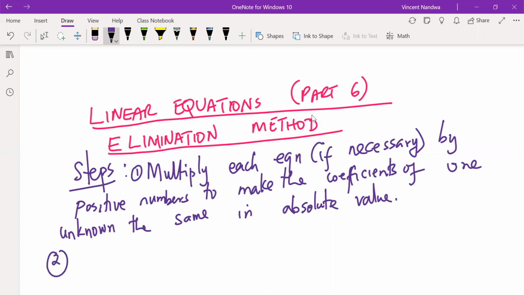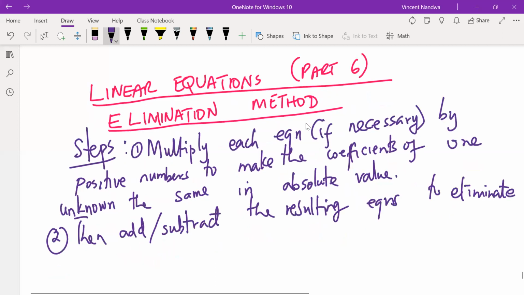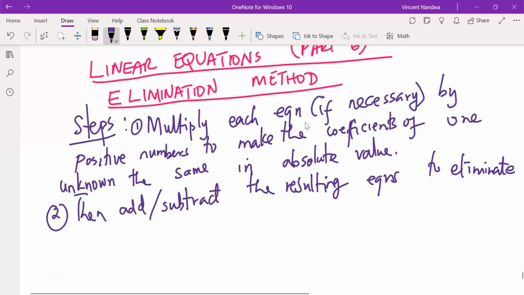Number two, then add or subtract the resulting equations to eliminate, and this explains why the method is called elimination, that unknown.